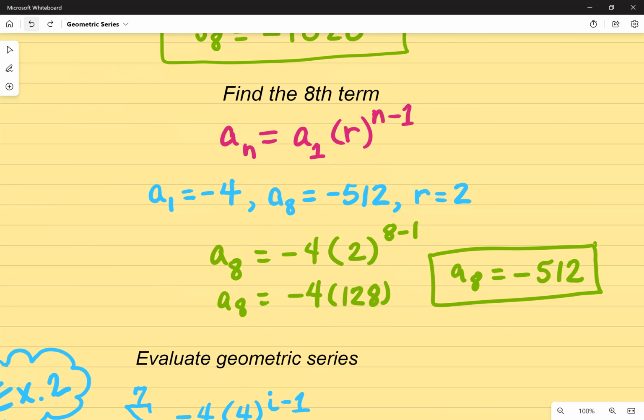What you want to pay attention to when you are actually calculating this, you do not take -4 and multiply it times 2. That's a common error. You are only raising what's in the parentheses to this power. That's it. Once you get that answer, now you can go back and multiply it times the -4.